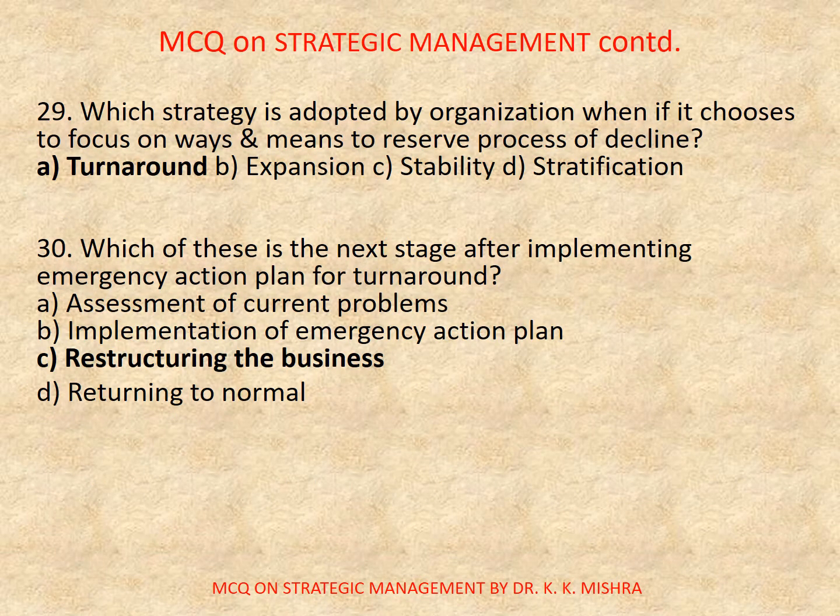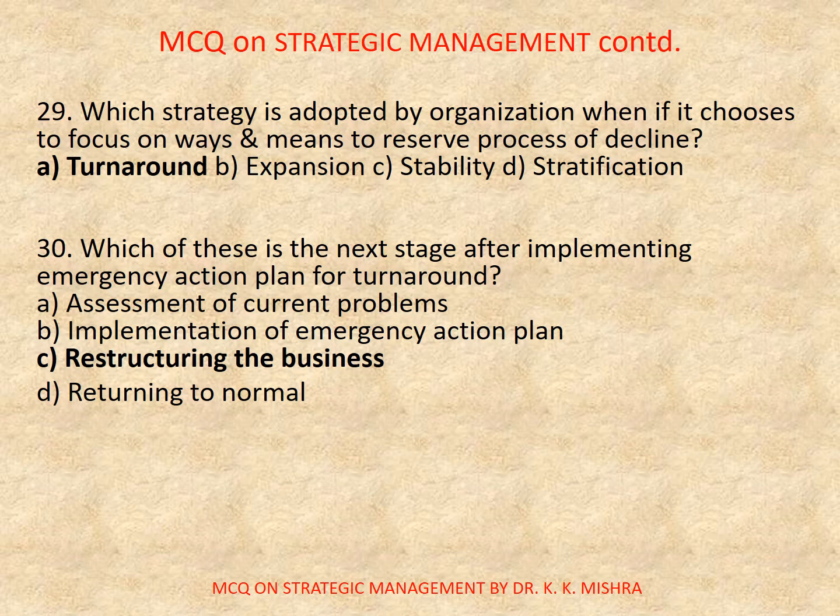29. Which strategy is adopted by organizations when it chooses to focus on ways and means to resist sources of decline? A. Turnaround. B. Expansion. C. Stability. D. Stratification. Correct option is A. Turnaround.